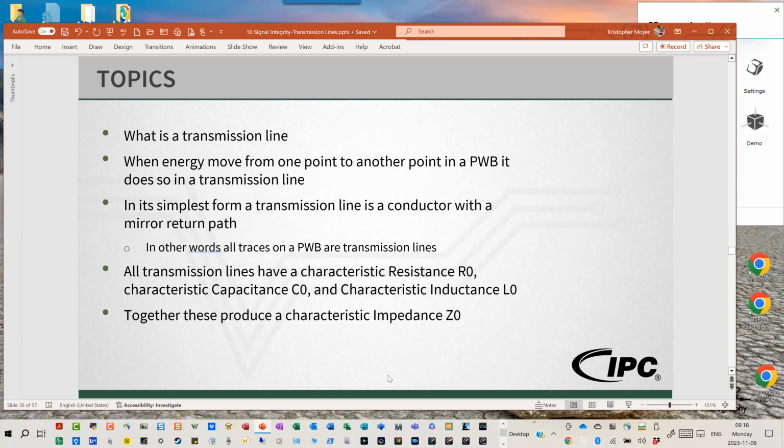Okay, so what is a transmission line? Well, when energy moves from one point to another, it does so in a transmission line. As we said, in its simplest form, a transmission line is a conductor with a mirror or return path. In other words, all traces on our printed wiring boards are transmission lines. All transmission lines have a characteristic resistance, a characteristic capacitance, and a characteristic inductance, R naught, C naught, and L naught. Together, these will produce a characteristic impedance, Z naught.